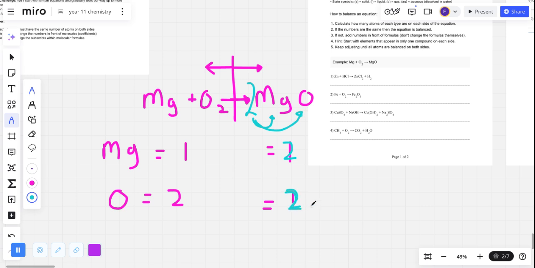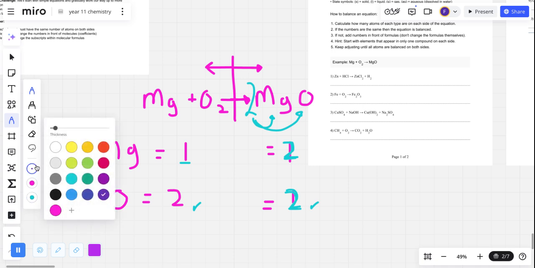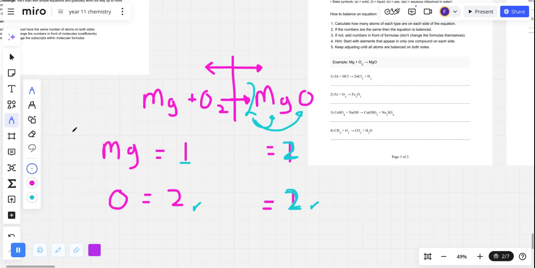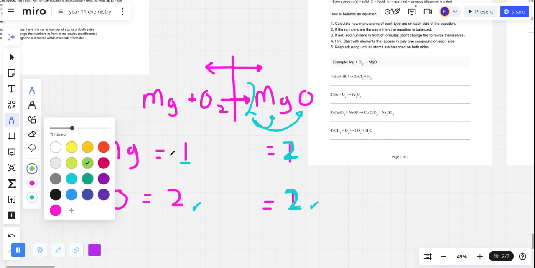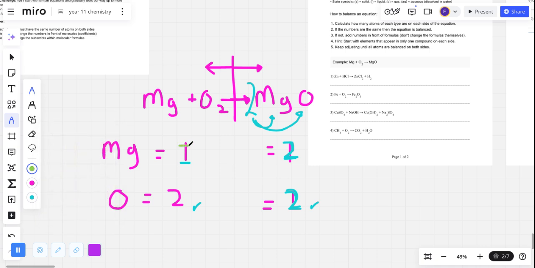Well, hey! Yeah, no. Because now I've got 2 magnesiums on the right-hand side. I've only got 1 on the left-hand side. And I can't have that. Let's change colour. I'm going to go for a mini patini green. So this must be a 2. So I put a 2 in front of my Mg.